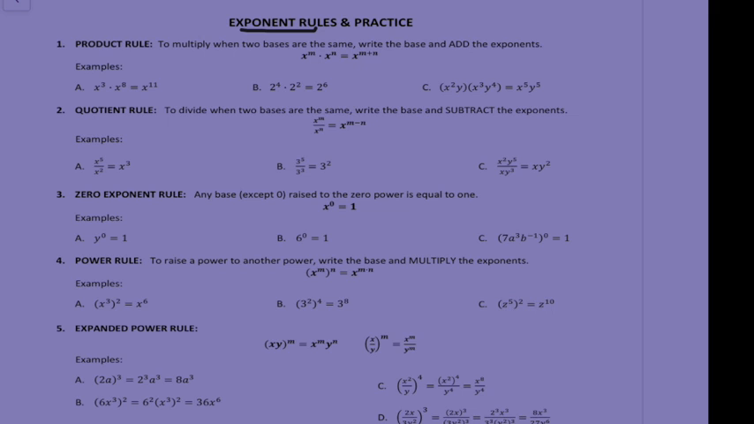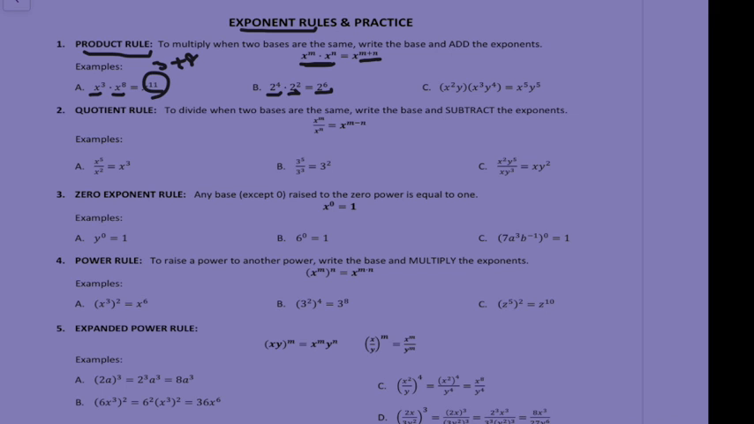So the first rule is the product rule. The product rule is when you have two exponents, x to the third power and x to the eighth power. The rule says when you multiply these two exponents, you add the powers. So 3 plus 8 is 11. Same here, 2 to the power 4 times 2 to the power 2: you add 4 plus 2, you get 6, so 2 to the power 6.